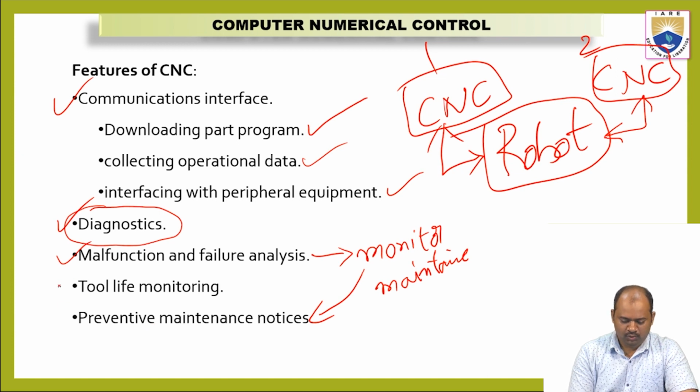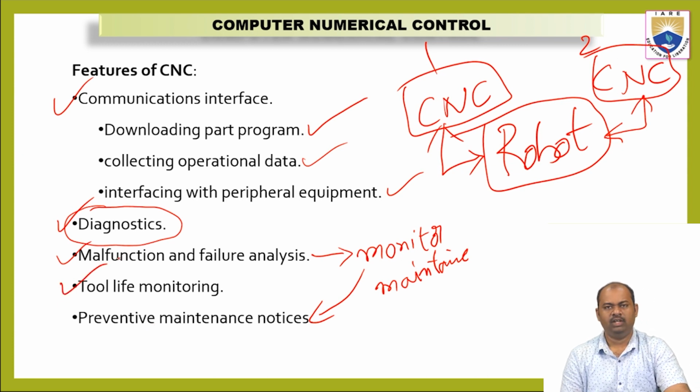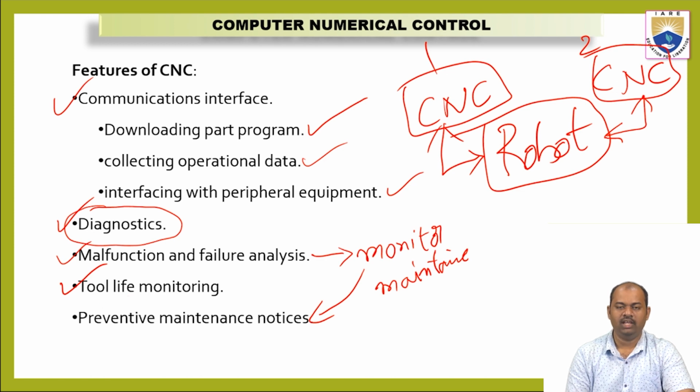Okay, and then tool life monitoring also, because we are continuously working for like 24 hours a day, the tool will be worn out easily. So the tool life or the tool sharpness, etc., all these reports can be taken out and they can be shown in the CNC system. So CNC systems are very advanced.